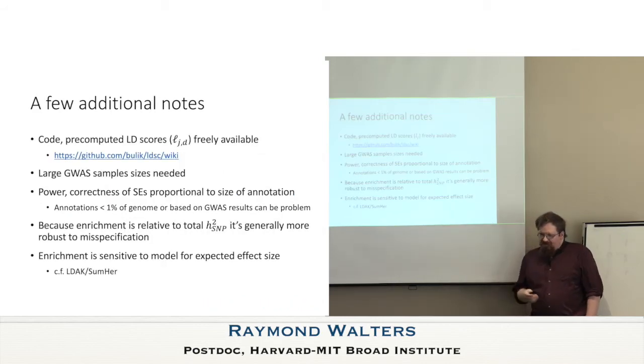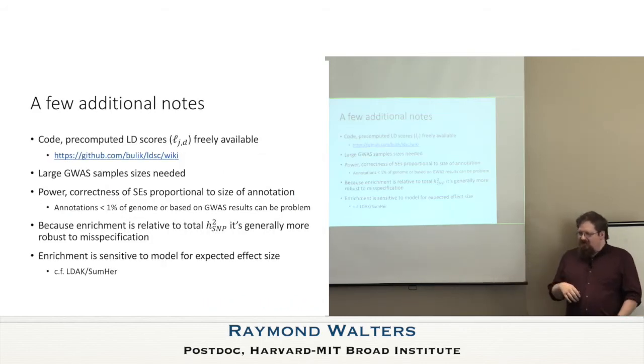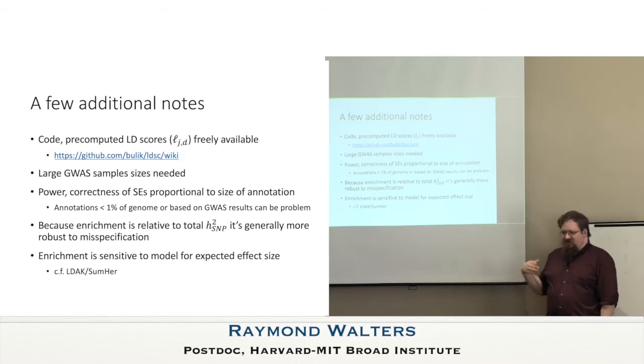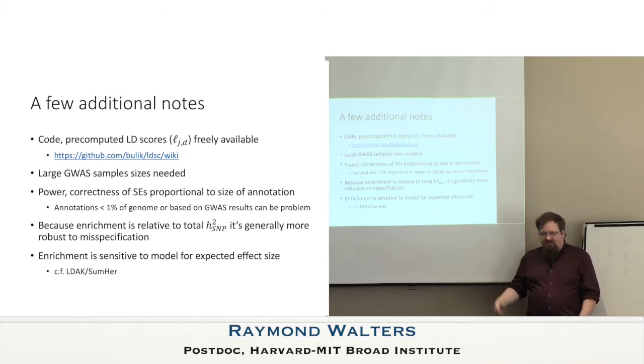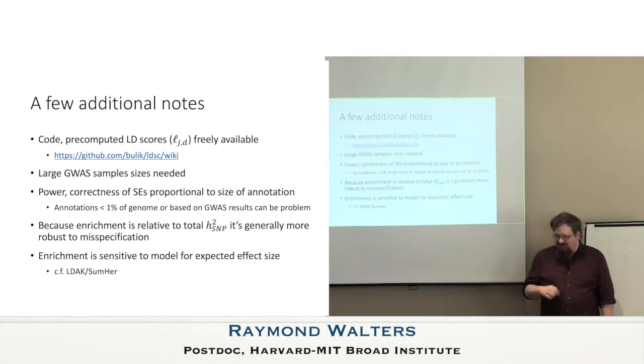A couple final things to wrap up here on the partitioning. That's mostly stuff we've already covered, so just that code and LD scores, especially the LD scores related to many of these annotations that have already been published on, are available. Sample size demands are high. We'll talk about that a little bit more in the genetic correlation section.